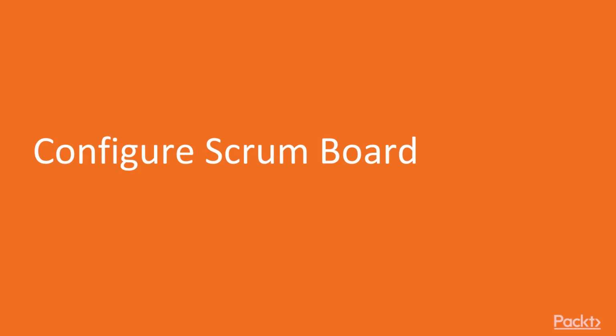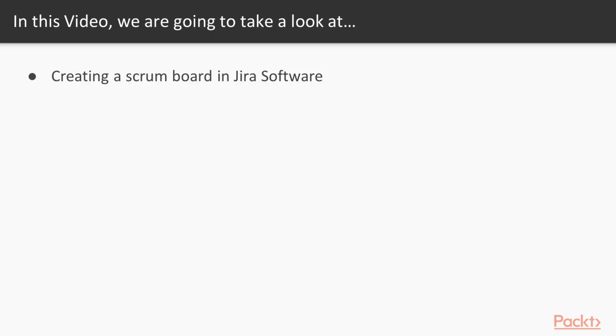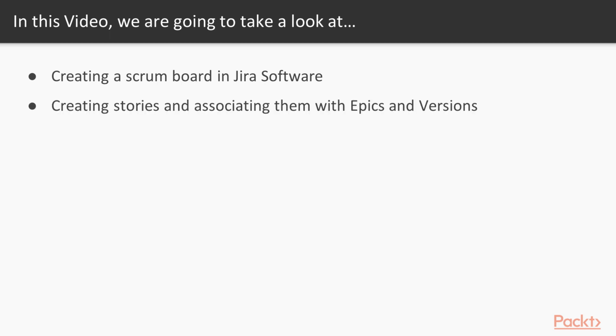In the previous video, we discussed the overview of agile concepts. Let us now discuss how to configure Scrum Board. In this video, we are going to take a look at creating a Scrum Board in JIRA software, creating stories and associating them with epics and versions, backlog grooming.